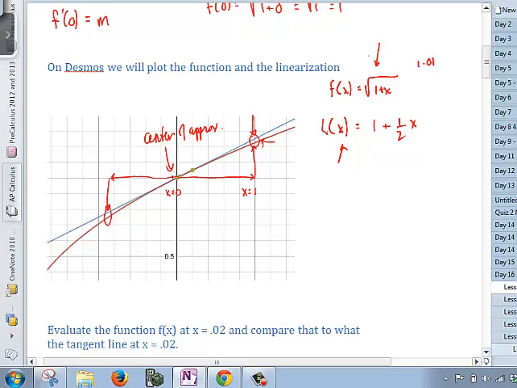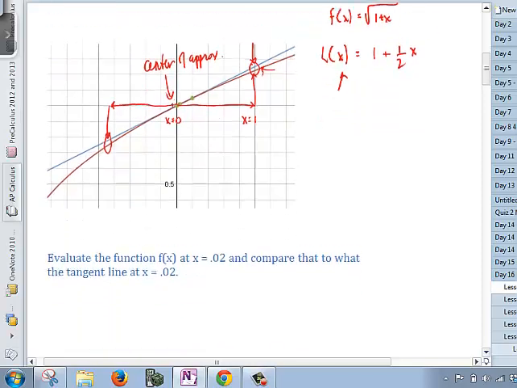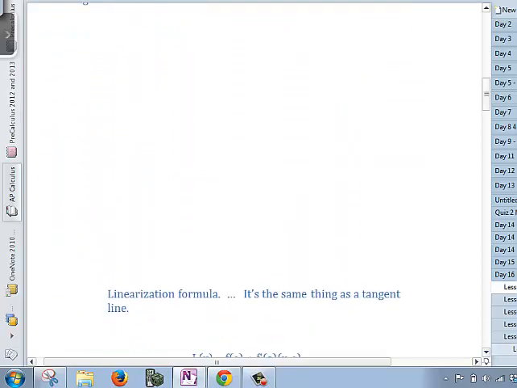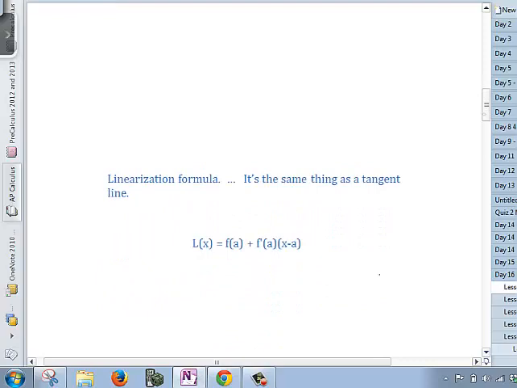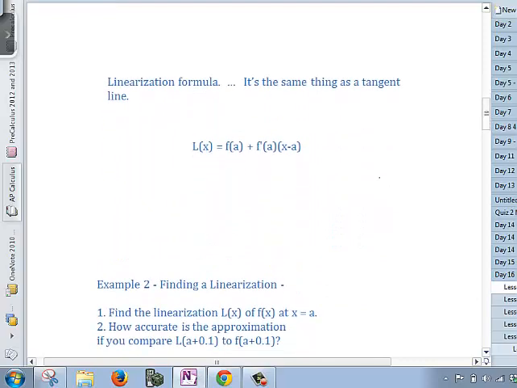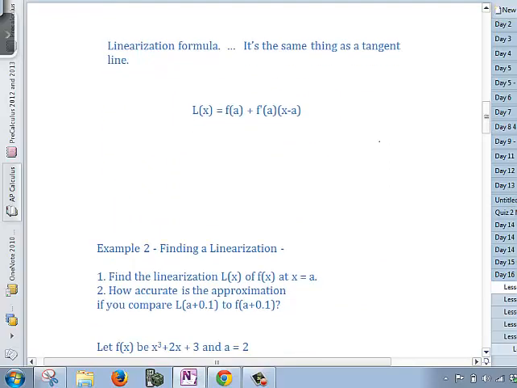So hopefully I've made that point, and look for the next video where we're going to work on writing out a linearization formula for a more advanced function, and we're going to actually analyze the error if we walk away from that approximation.